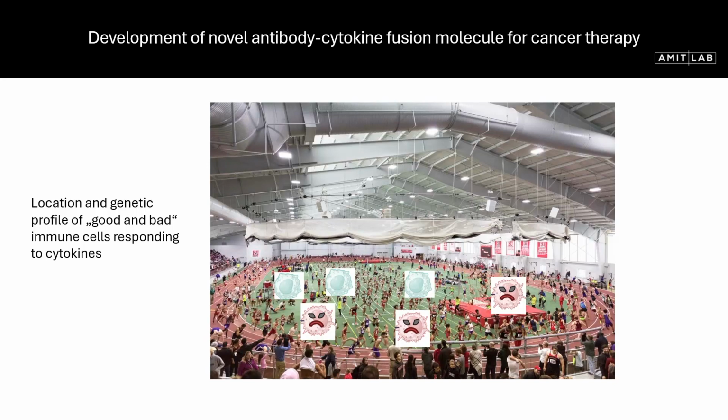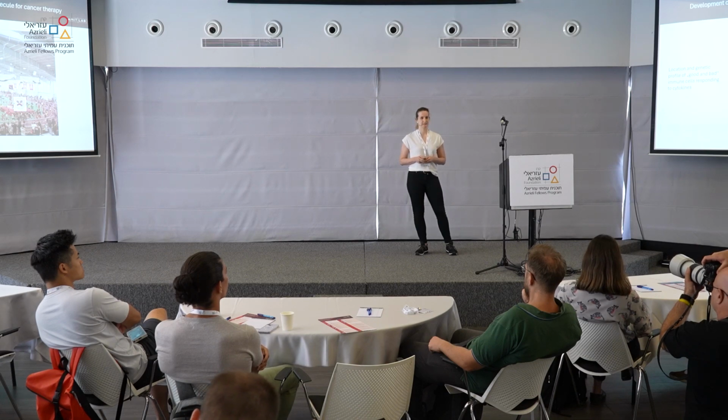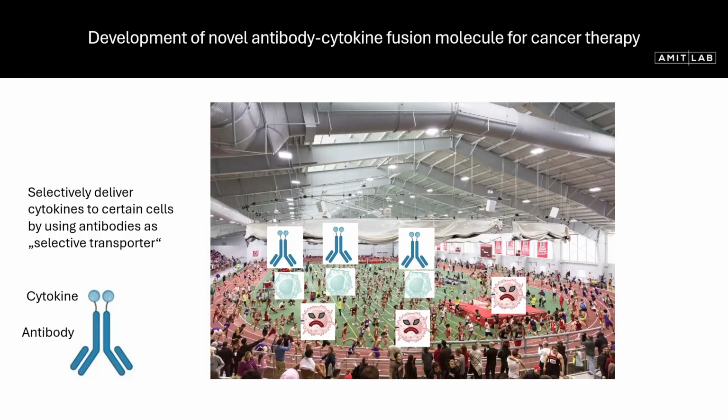So I'm collecting a lot of information about the location and genetic profile of different cells, of good and bad cells responding to different cytokines. I'm using this information to selectively deliver certain cytokines to very specific cells by using antibodies as selective transporters to only target the cells which we identify as the most beneficial.